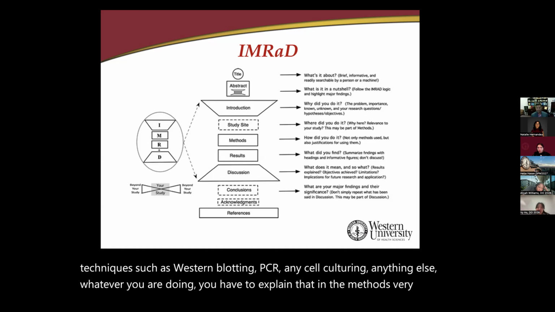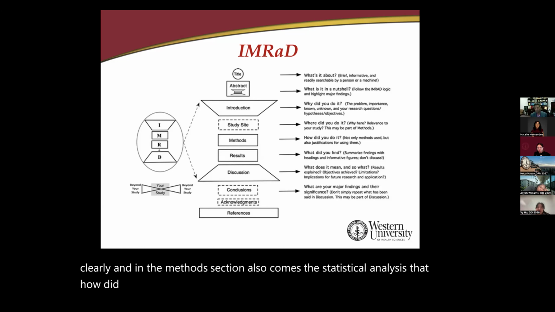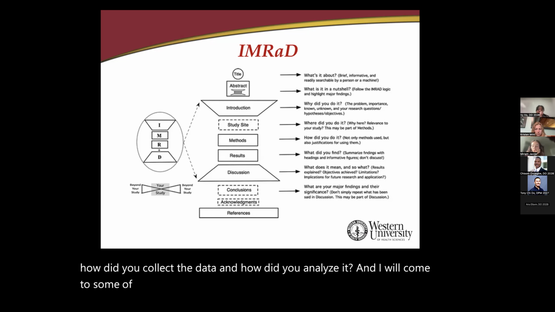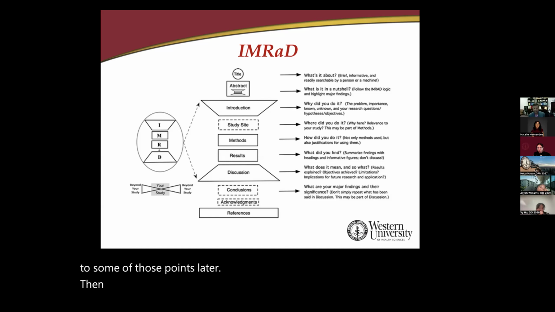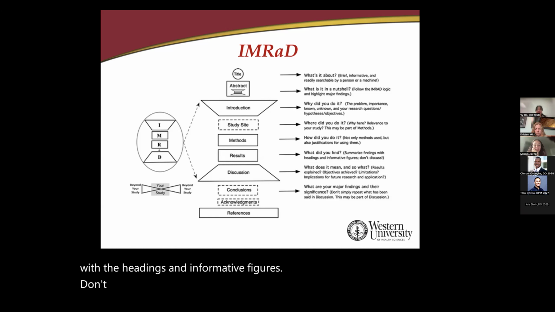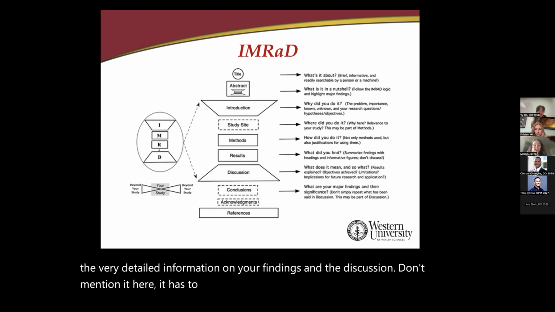And in the methods section also comes the statistical analysis, that is, how did you collect the data and how did you analyze it? And I will come to some of those points later. Then you describe the results section, where you summarize the findings with headings and informative figures. Don't do the discussion here. Just mention what you found, with very detailed information on your findings. And the discussion, don't mention it here. It has to be in the discussion section.